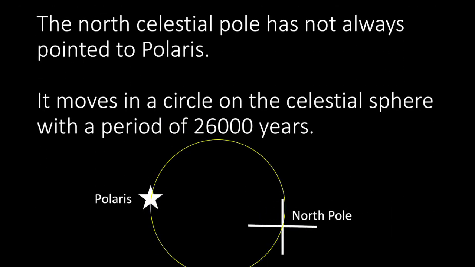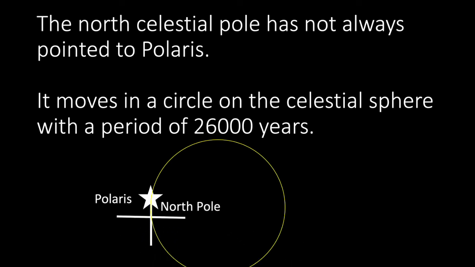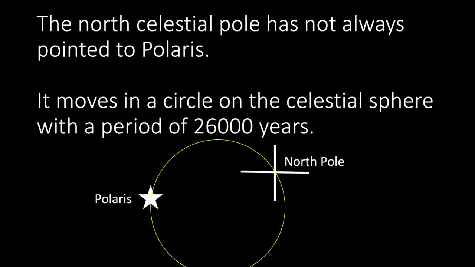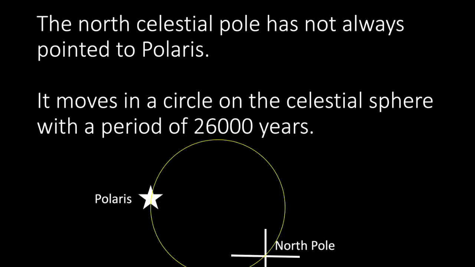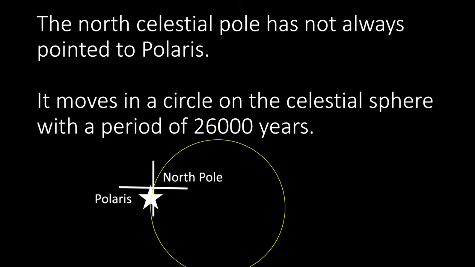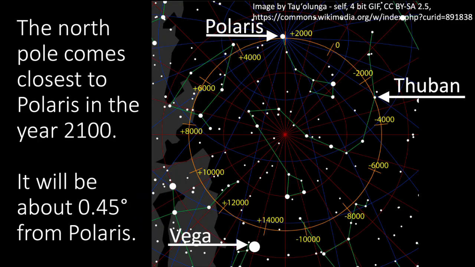The North Celestial Pole has not always pointed to Polaris. It moves in a circle in the celestial sphere with a period of 26,000 years. Here's a nice picture showing the precession of the North Pole. This picture uses the year numbering system we use for practical purposes. Thus, the current year is about 2000. That's where Polaris is.